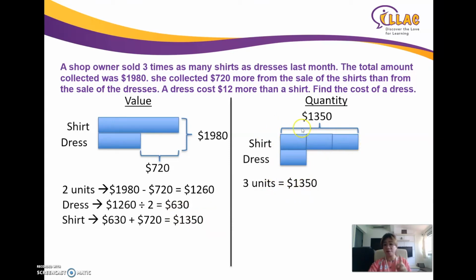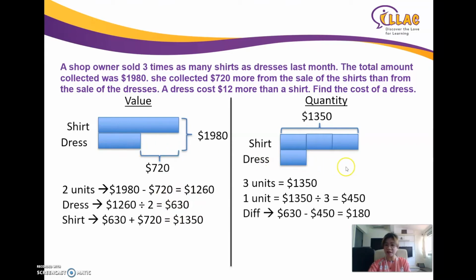1 unit of the value over here will be 1350. So in terms of quantity, I have the value over here is 1350. So divide by 3, I get 450 over here. Correct? So if this is 450, this will be 450 also. So the dress now is 450 in terms of quantity, but over here is 630 in terms of value. Where did the difference come from? The difference of 180 came from this.